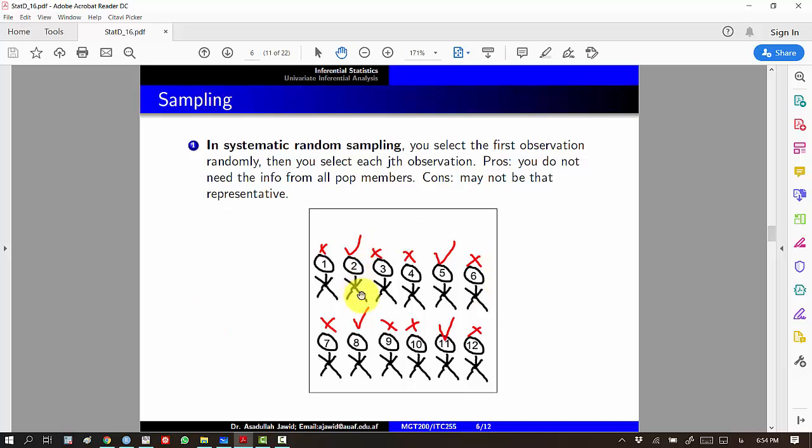As you can see in this figure, the first sample member is being selected randomly, which happened to be the second person. Then they have selected each third person. So they did not select 3 and 4, they went for number 5. They did not select 6 and 7, then went for number 8.